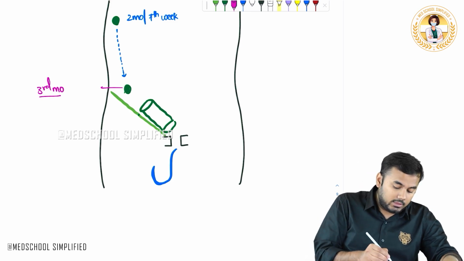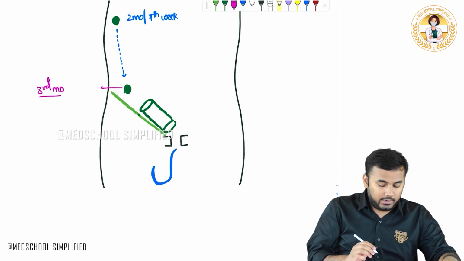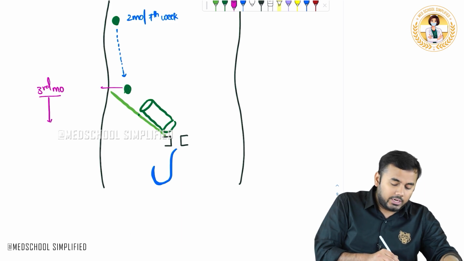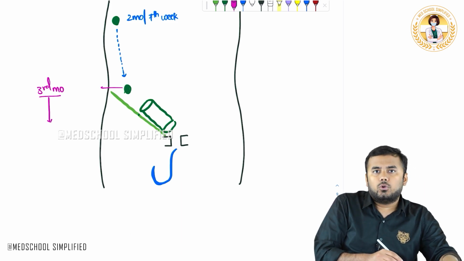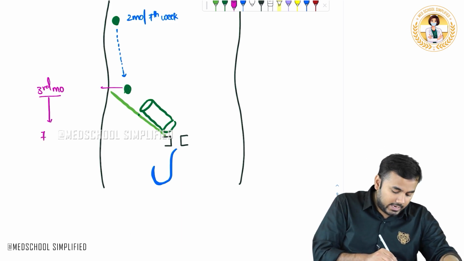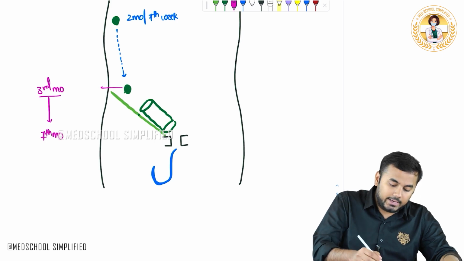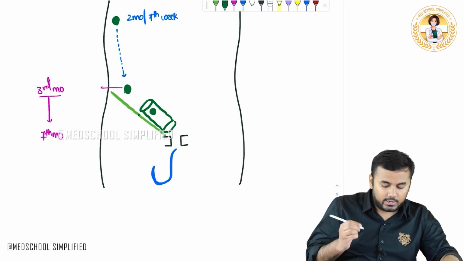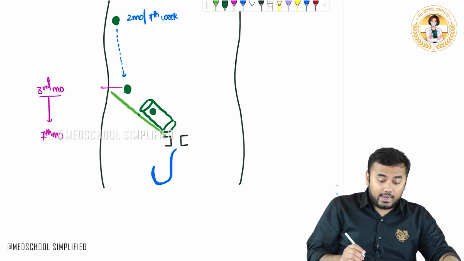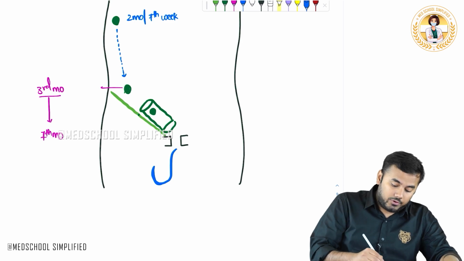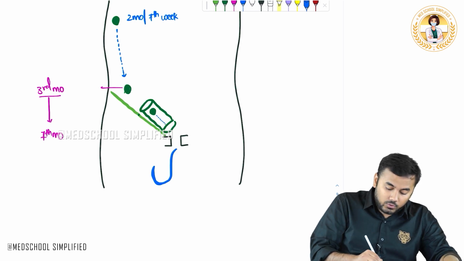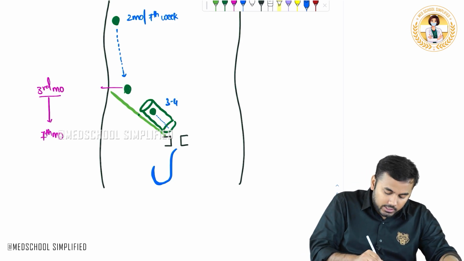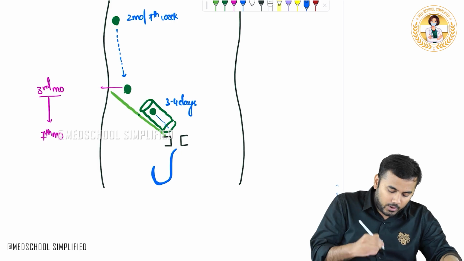And when will this testis enter into the canal here, the inguinal canal? See, from the 3rd month it is near the inguinal ligament, near the deep ring actually. Now from the 3rd month it would take a time of around 3 to 4 months, right? And exactly at the 7th month it will enter your inguinal canal. And to pass through the inguinal canal, it will take around 3 to 4 days of time.